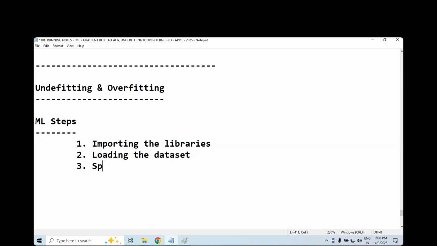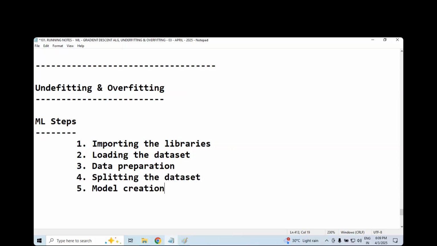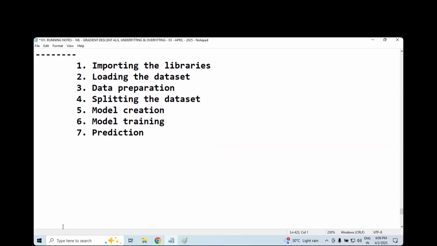Data preparation. The next topic is what exactly? Data preparation. Okay. What is the next topic? Splitting the data set. Next one, model creation. Next one, model training. Next one, prediction. Sir, let me tell you one small secret actually.